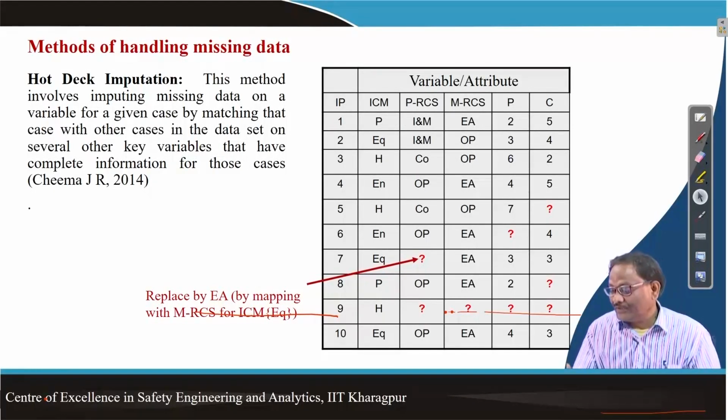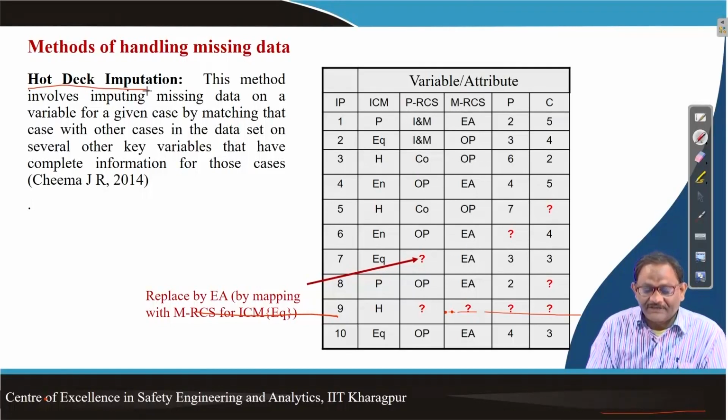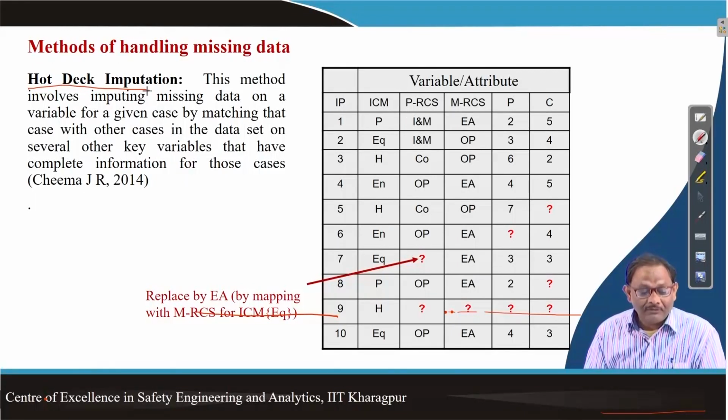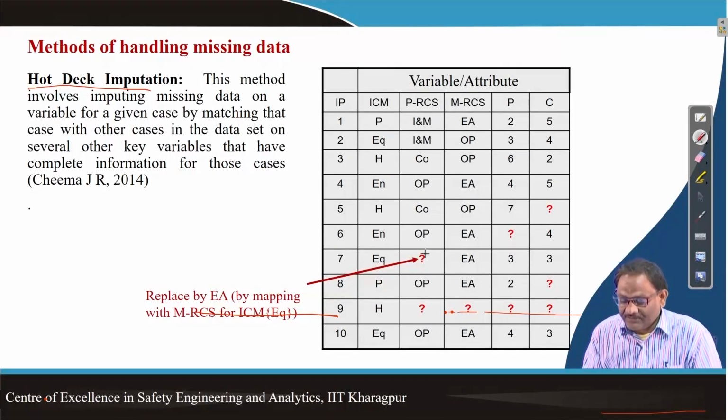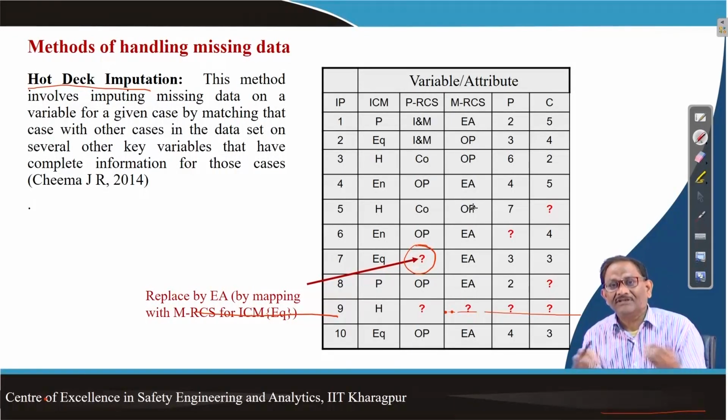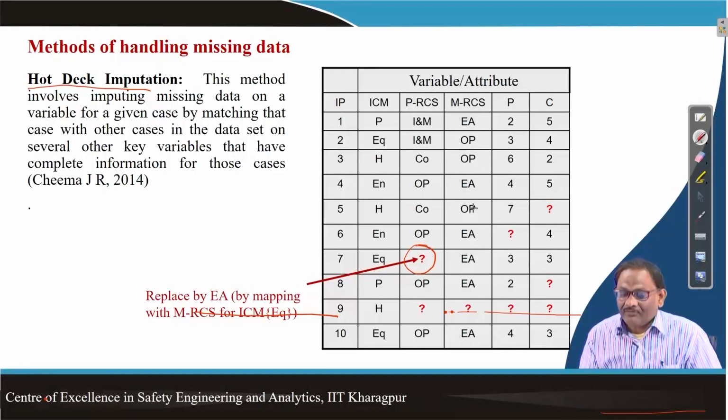Then another method is known as hot deck imputation. This method involves imputing missing data on a variable for a given case by matching that case with other cases in the data set on several other key variables. Suppose this is missing, and now you want to impute data here. What you do, you take other variables into consideration where some logical connection is there, and from the other values with that logical connectivity, you can put a certain value.